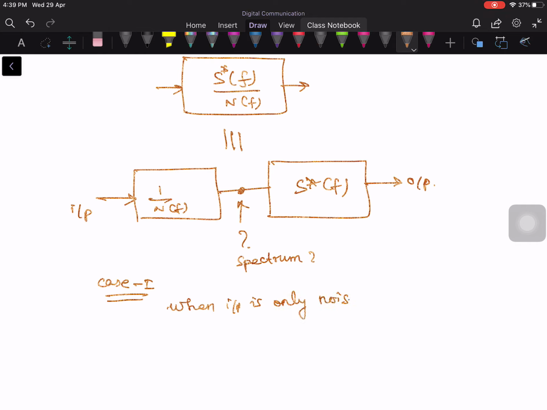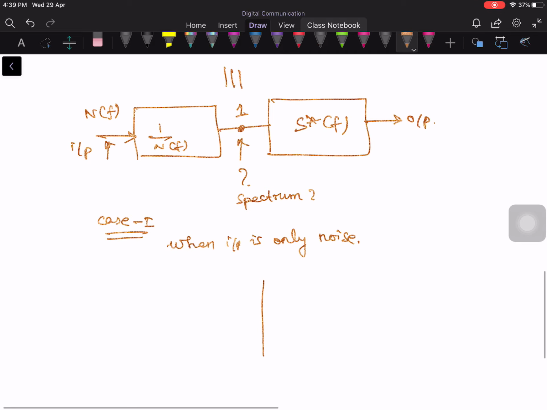Only noise. In such a case, what happens? The input noise is like N of f, and this is 1 by N of f. So at this point, you'll get 1. It will be constant and equal to 1. So whatever noise is present here in the input, which is white, white means for all frequencies it is giving constant amplitude.